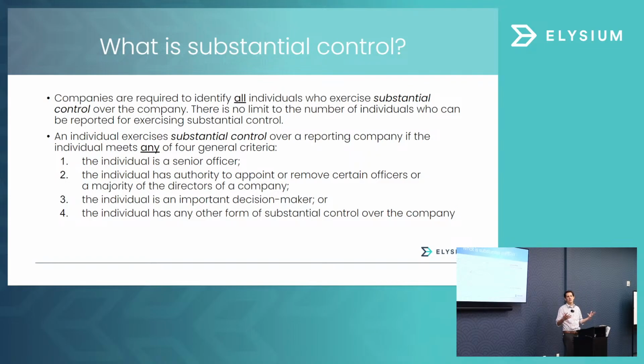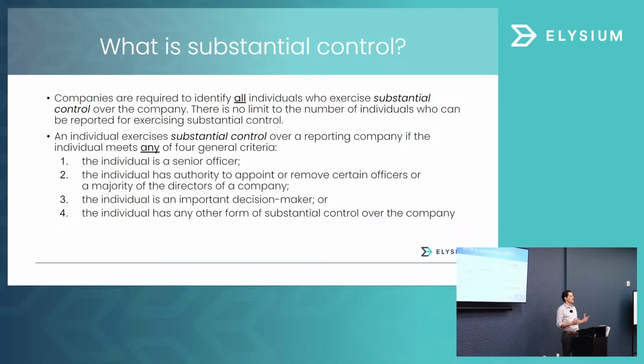So in a corporation, okay, we've got board of directors, so directors would fall under that category, CEO, CFO, COO, those types of people who are making decisions about the direction of the company, okay? Individuals who have authority to appoint or remove certain officers or a majority of the directors of a company, okay?